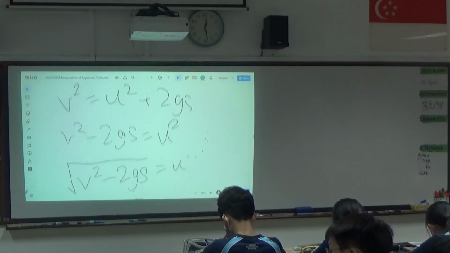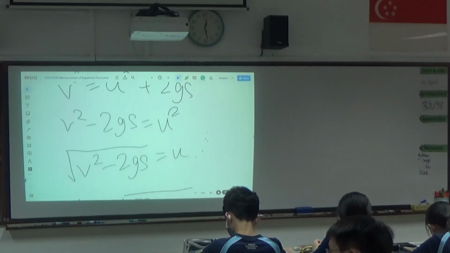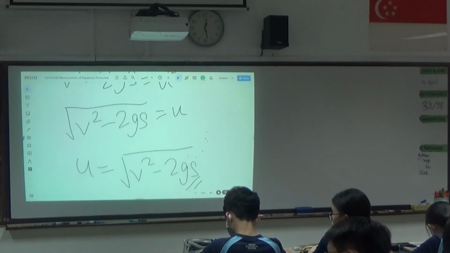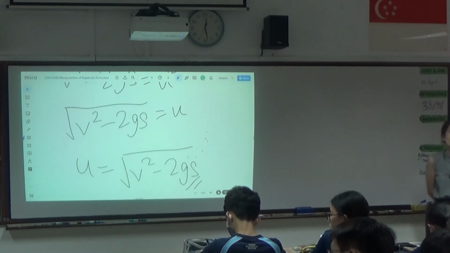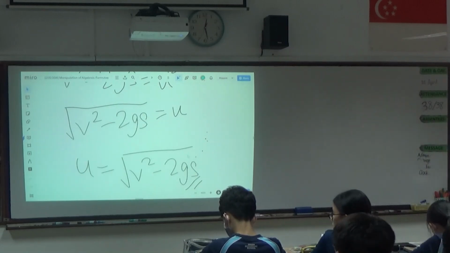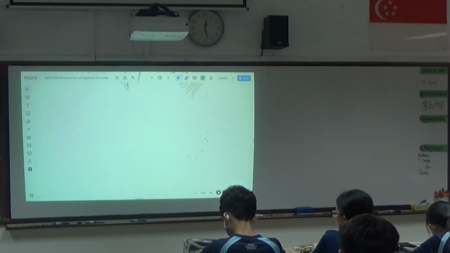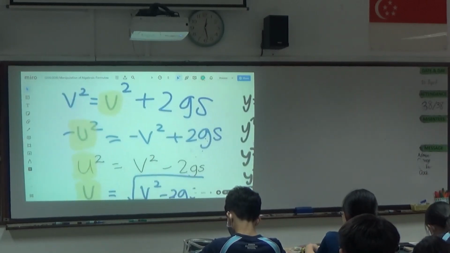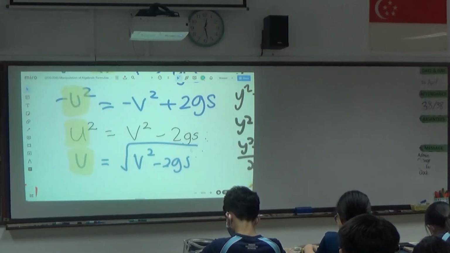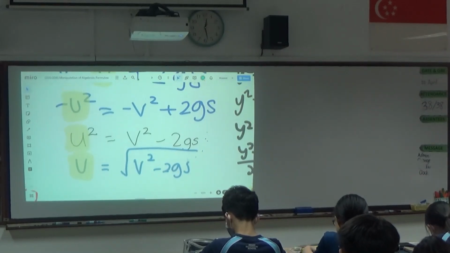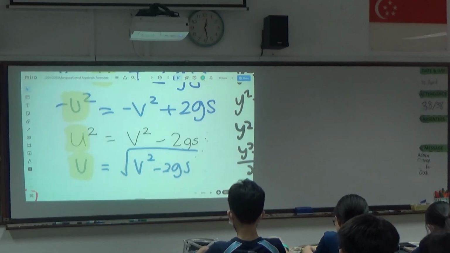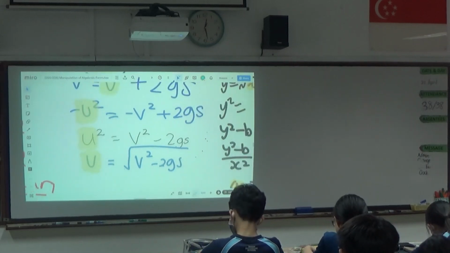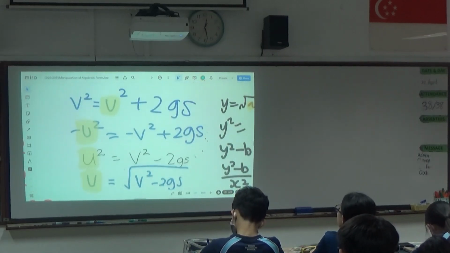And then in the second group, it also seems like they got u equals square root of v squared minus 2gs. And in the third group, the group also got u equals square root of v squared minus 2gs. I'll make use of group 3's answer to check whether our answer is correct or not.